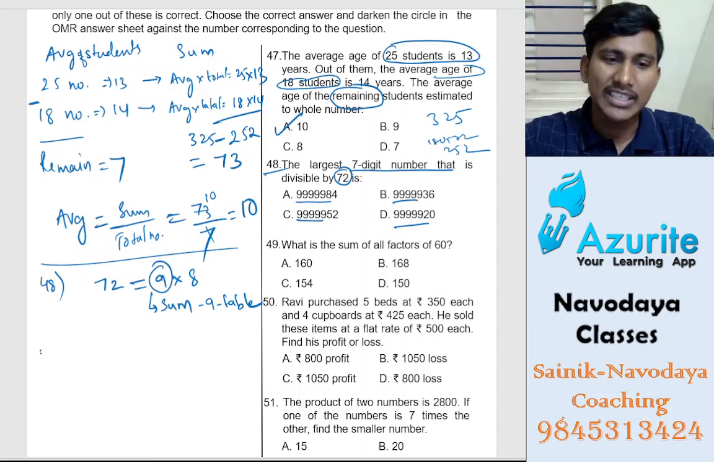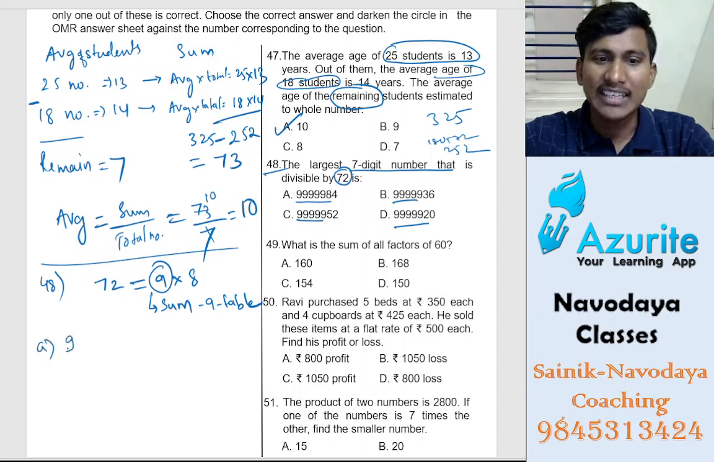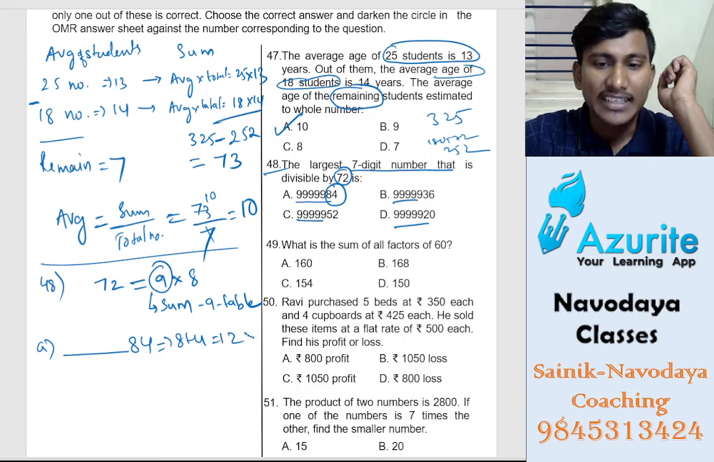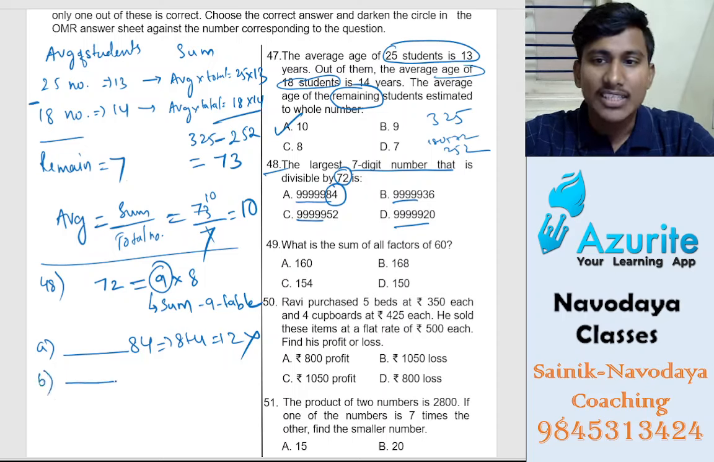So if you take option A, 9999 is there, right? All the 9999 will come in the 9 table, and at the end there are 2 digits, 84. So 8 plus 4, the sum of the digits, is 12. Will it come in the 9 table? No, it doesn't. Now option B is there. This is all 99 and 36 is there. So 3 plus 6 is 9 here, it will come in the 9 table.